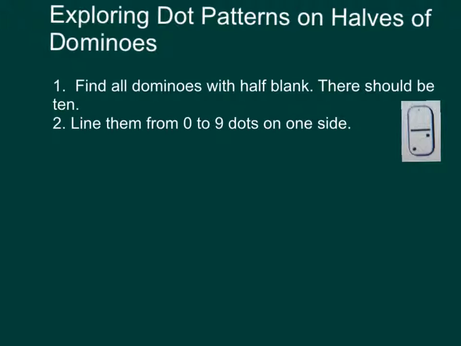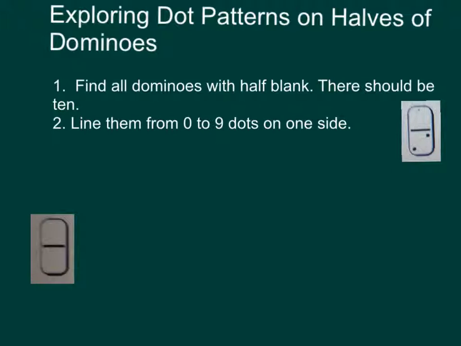Now that you have found all of your dominoes that have half blank, we are going to line them up from 0 to 9 dots on one side. So find your first domino that has no dots on either side. That's going to be your first domino. Your first domino should look like this.